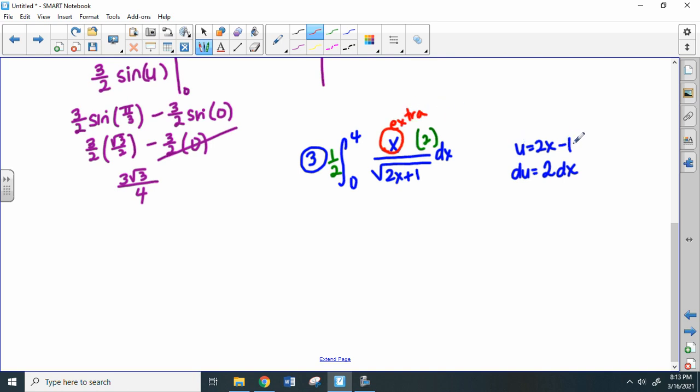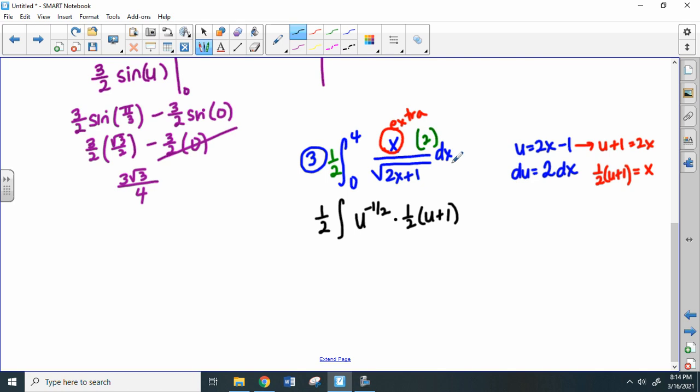All right, so we just learned about what to do with extra. So if there's extra, right, you take your u equation and you solve for x. So let's see, that's u plus 1 equals 2x. X equals, when I divide by 2, that's the same thing as multiplying by 1/2. Okay, so let's come back over here and put it all together. We've got a 1/2 in front. Do not fill in the bounds because we're going to change those. The square root on the bottom comes up as u to the negative 1/2. The x turns into 1/2 times u plus 1, and the 2 dx becomes my du. Okay?